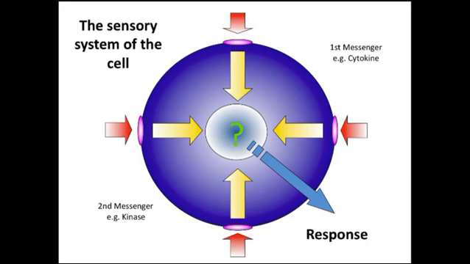And this is the sensory system. Somehow the cell has to communicate when there is some problem outside. For instance, there is a cytokine outside knocking at the door. And when the cytokine binds to the receptor, it knocks at the door, and this has to be communicated to the DNA. And the DNA then triggers the cellular response.